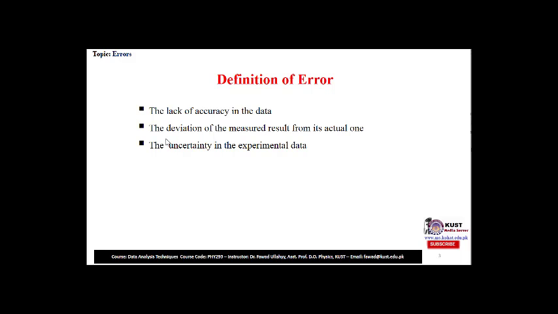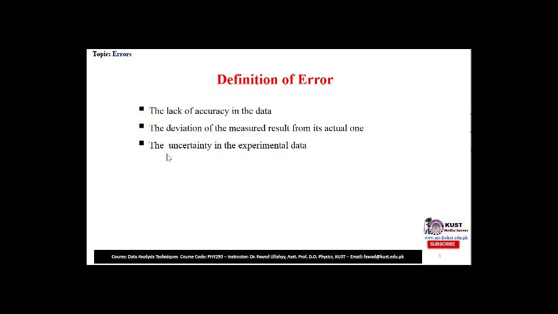The second definition is the deviation of the measured result from its actual one. So if we measure a known value experimentally and we get a different value than the actual value, it means we have got some error in our value. The difference between our experimental result and the actual result gives us the error in our data.